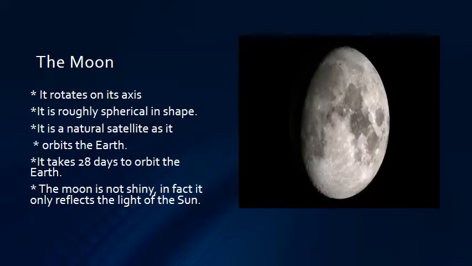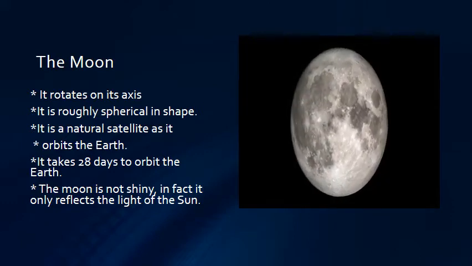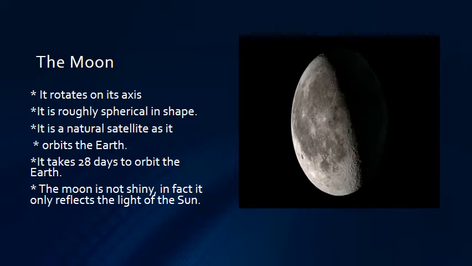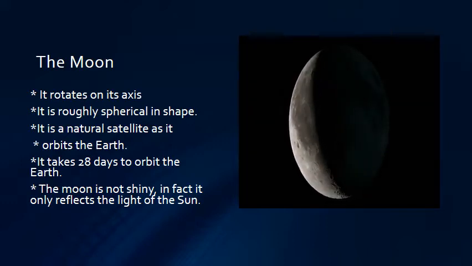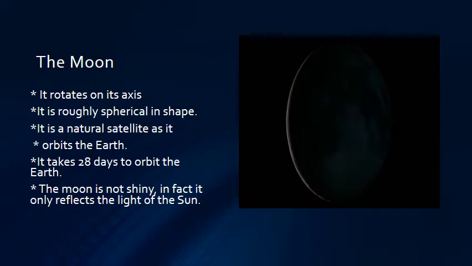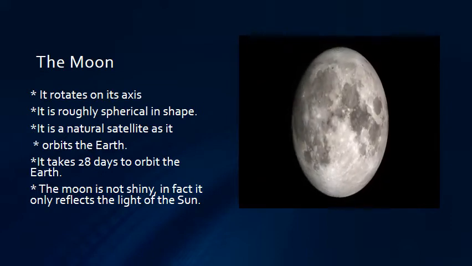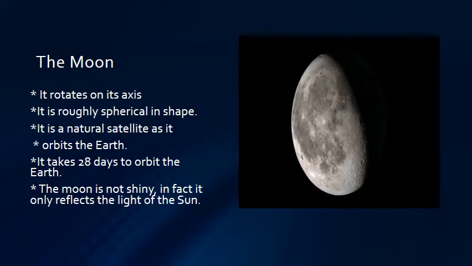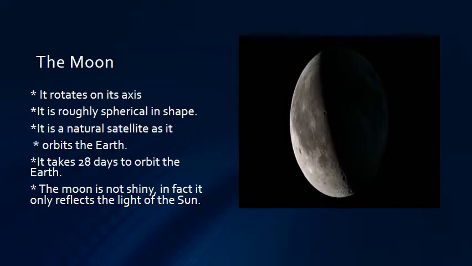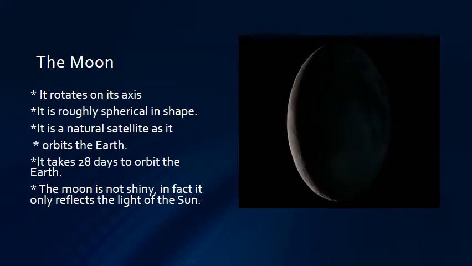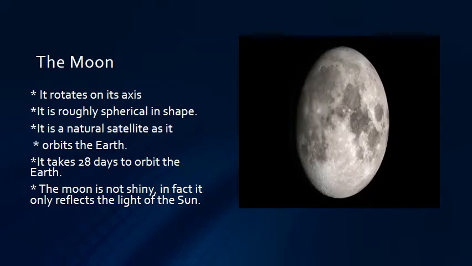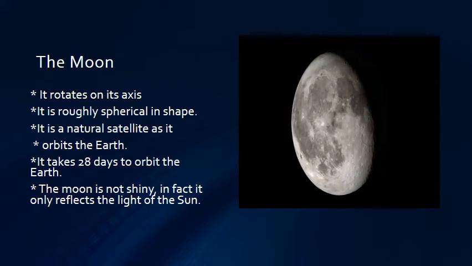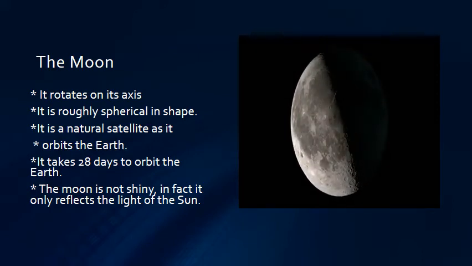So it actually rotates, the moon rotates around its axis, and it rotates also around the Earth. It is roughly spherical in shape, so we can call it a sphere. And as I told you, it's a natural satellite as it orbits the Earth. It takes about 28 days for the moon to orbit the Earth a full rotation. The moon is not shiny. In fact, it looks very bright because it reflects the light of the sun.